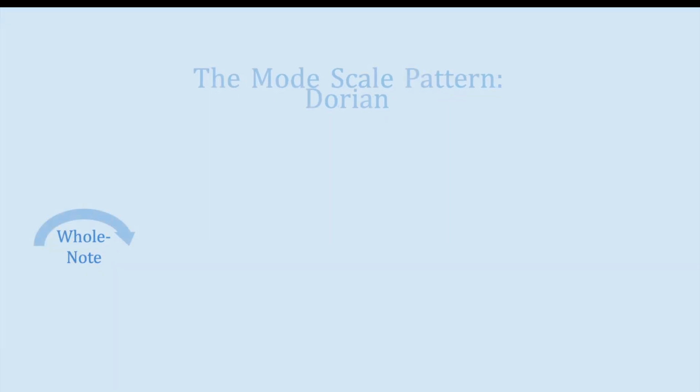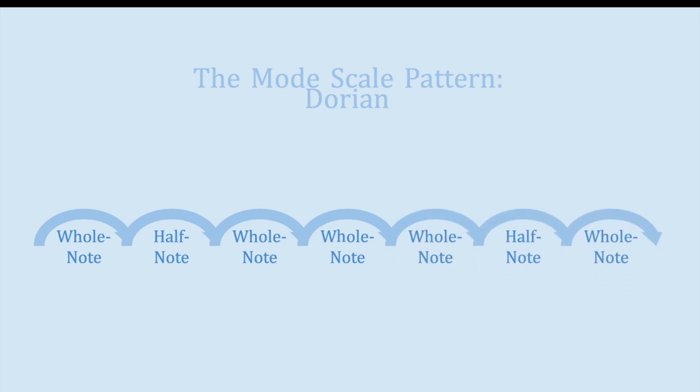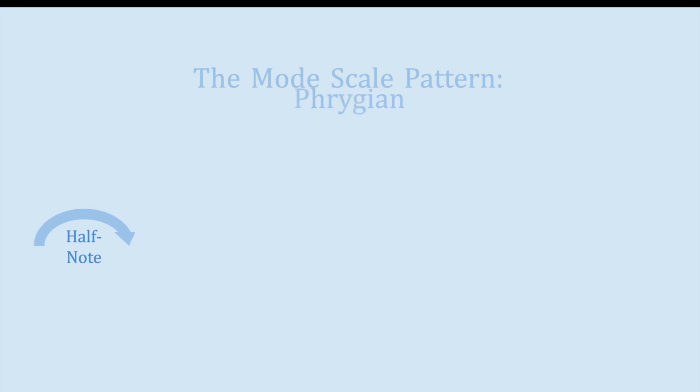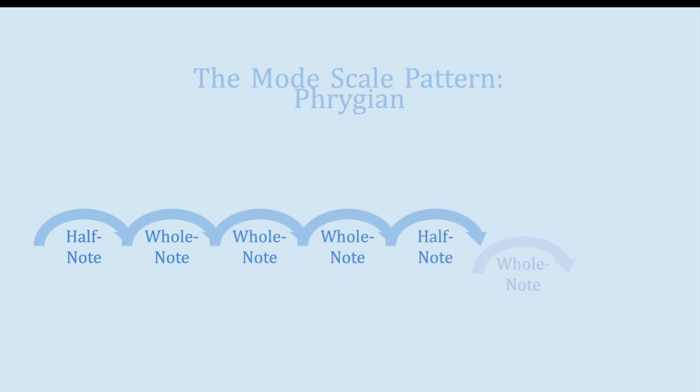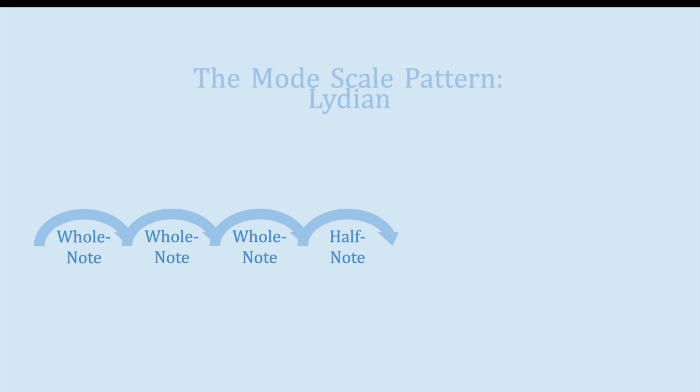The method using half notes would be Dorian, whole note, half note, whole note, whole note, whole note, whole note, half note, whole note. Phrygian, half note, whole note, whole note, whole note, half note, whole note, whole note. Lydian, whole note, whole note, whole note, half note, whole note, whole note, half note.